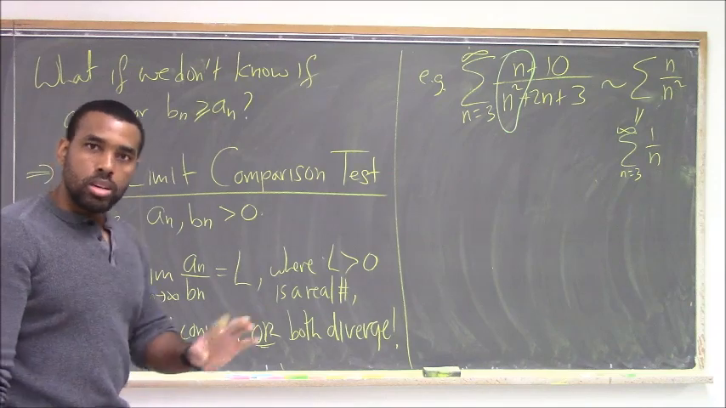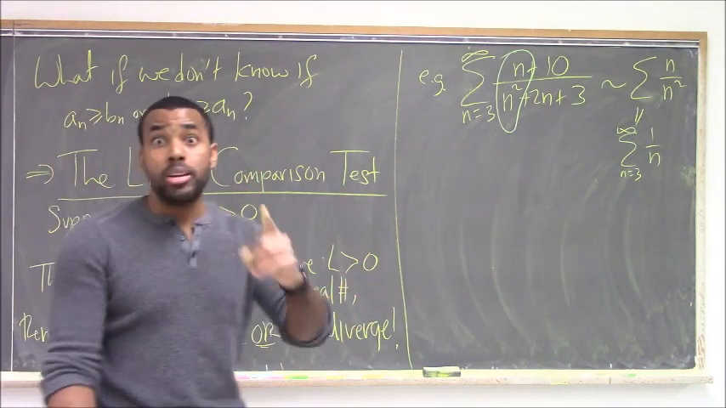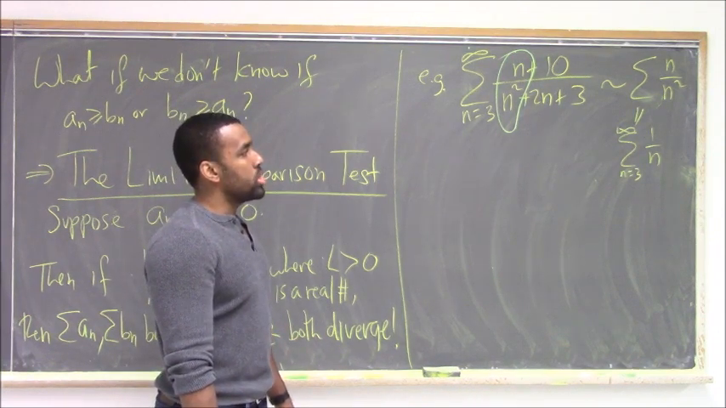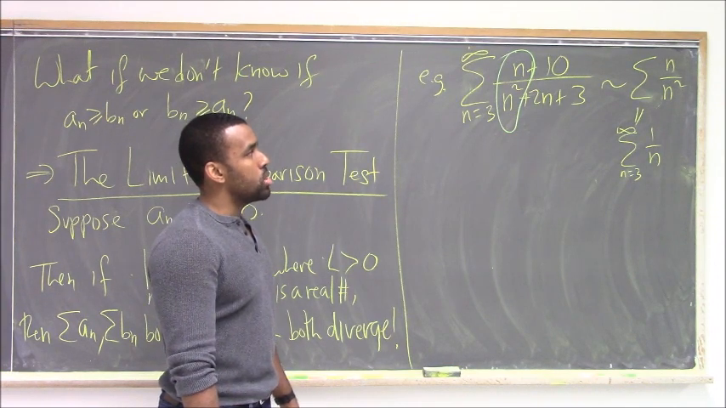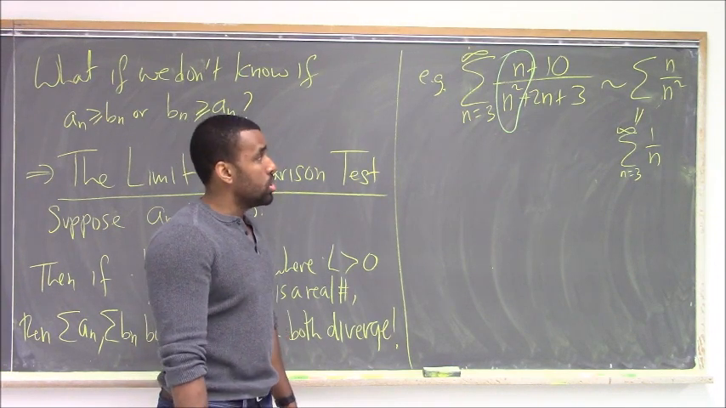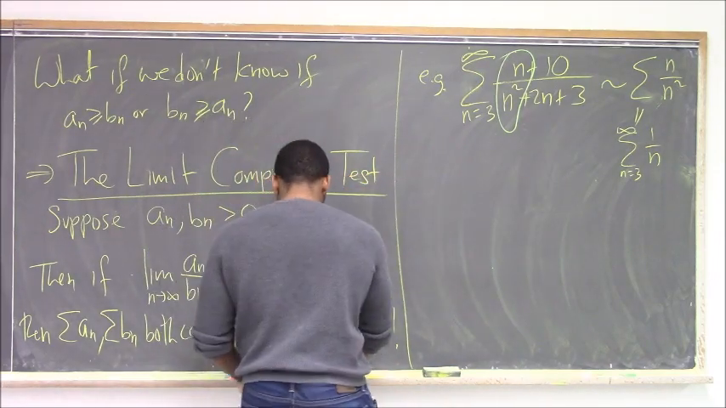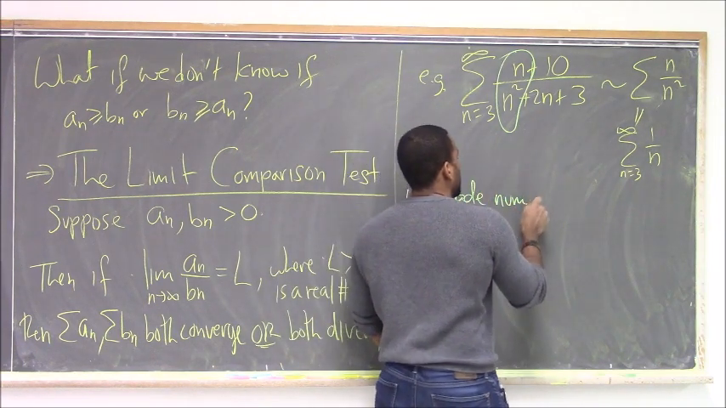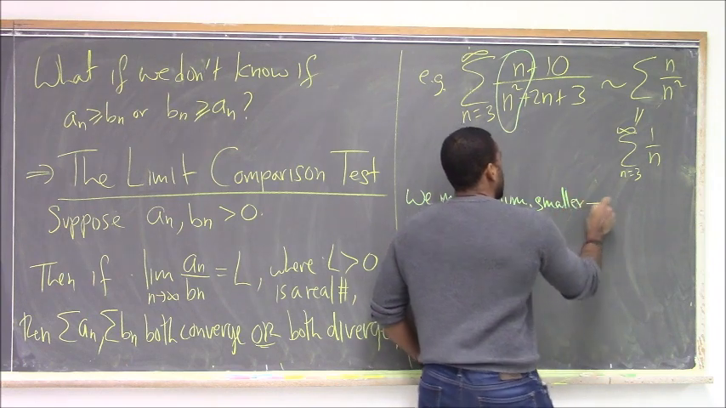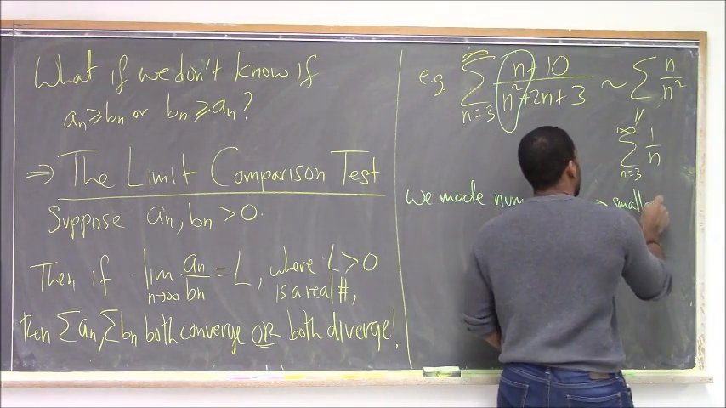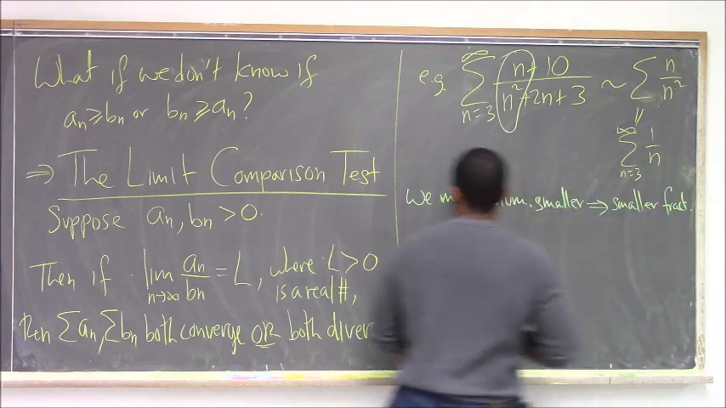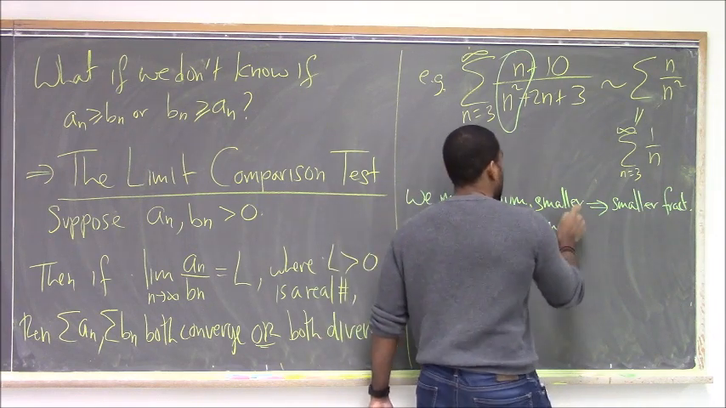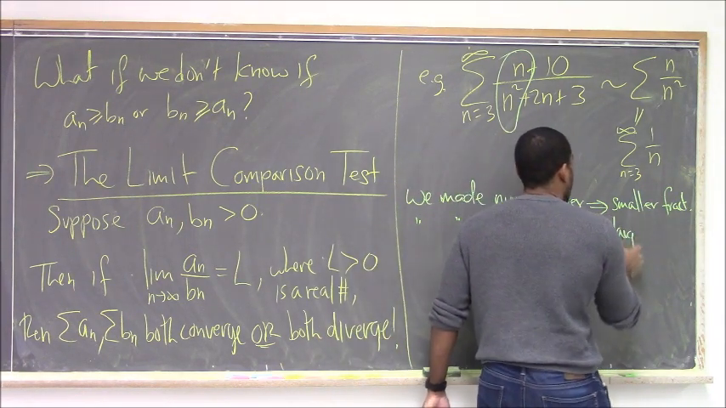Now, there's another thing I want to mention here. What you will notice is that you made both the numerator and the denominator smaller. So you made the numerator smaller. This means we have a smaller fraction. But we also made the denominator smaller. This means we get a larger fraction.